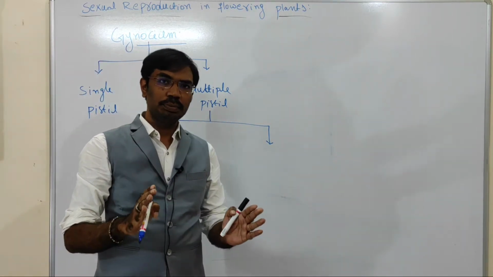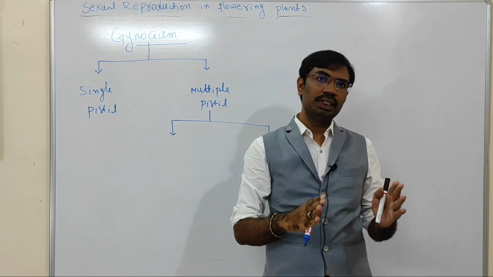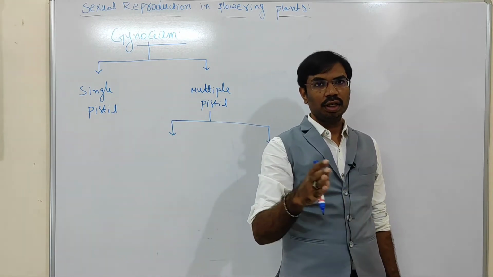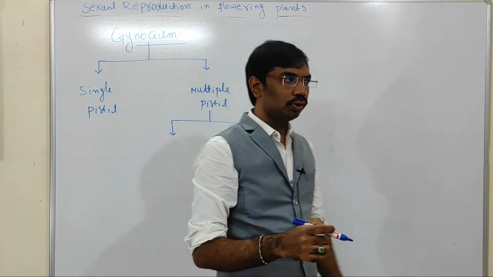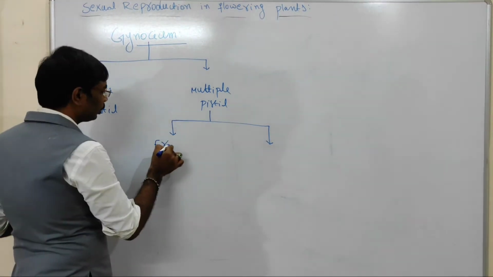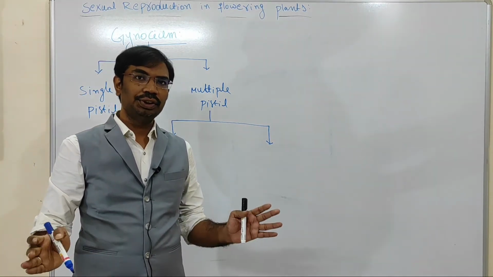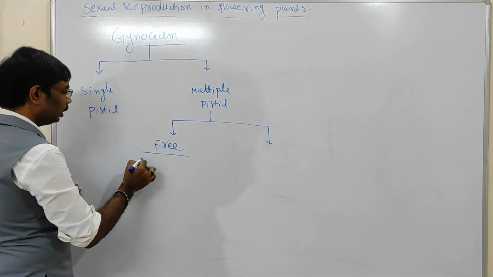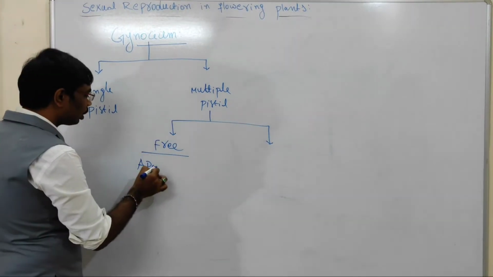The multiple pistils may be present in the free condition, or the multiple pistils may be fused to each other. See here, when the multiple pistils are free, not attached to each other, this is called apocarpous. Free means not attached to each other.